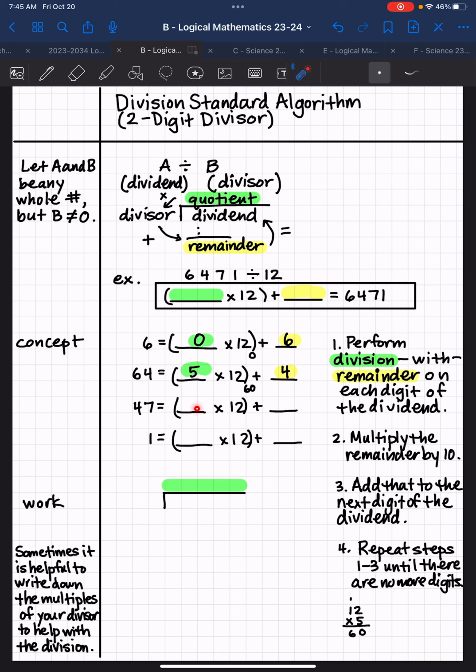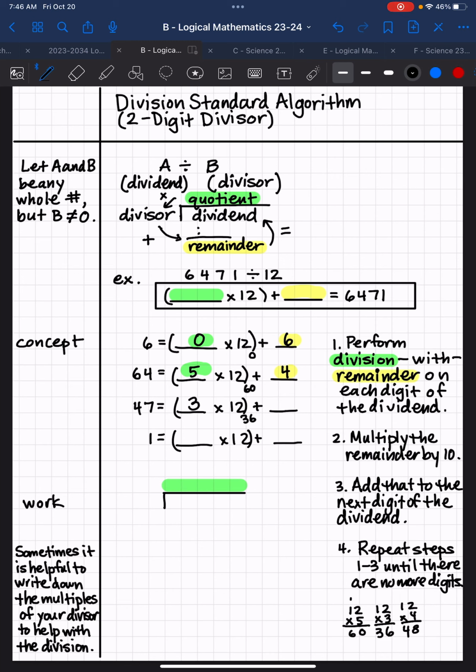Perform division with the remainder on this now. So what's the greatest whole number times 12, from 0 to 9, that won't pass 47? Okay, so let me try out 12 times 3 is 36. 12 times 4 is 48. So 48's too much. So therefore, I'm going to do 12 times 3. Or commutative property says 3 times 12. All right, so I have 3 times 12 is 36.